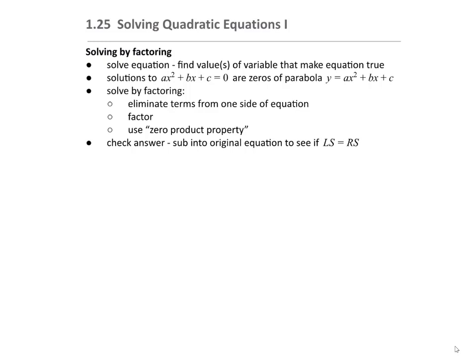So to solve by factoring, first you eliminate the terms from one side of the equation. That's step 1. Step 2 is factoring. Step 3 is the zero product property. So that is basically set your brackets in your factored form to 0. And then you can check the answer by substituting into the original equation.